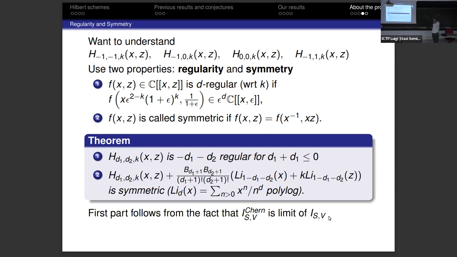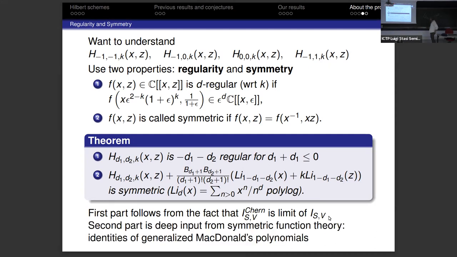And now the point about this is that the first part is relatively easy. It basically follows from the fact that we already know that the Chern series is a limit of our refined series. If we do this correctly, equivalently, it will follow this regularity. And the second one is a deep statement. It comes from symmetric function theory. It's some complicated identities of generalized Macdonald polynomials, which give us some functional equation for this omega. And this functional equation for the logarithm translates into this statement.